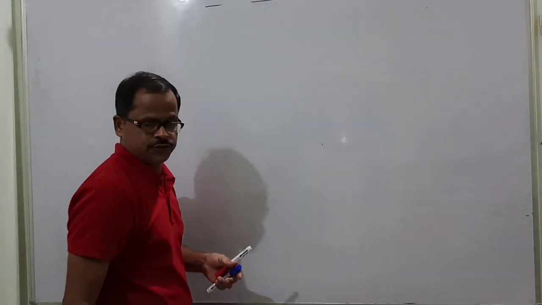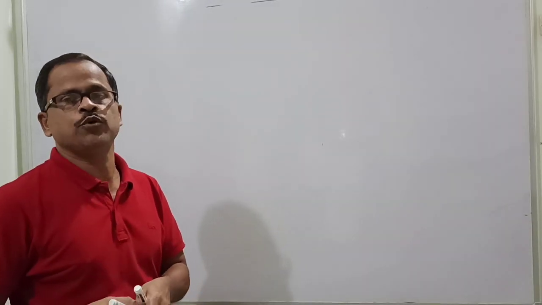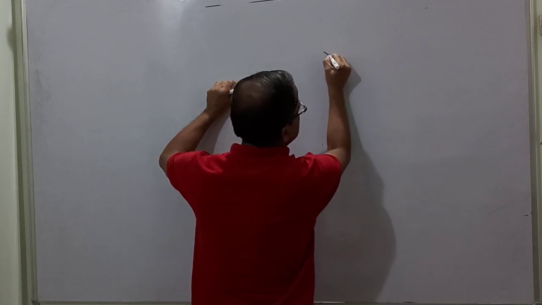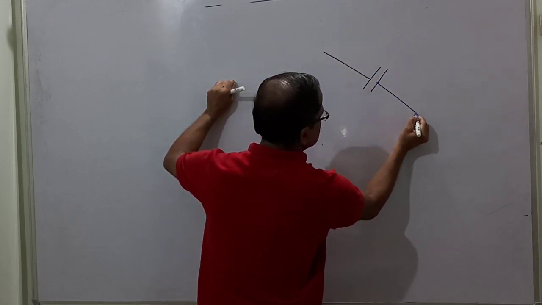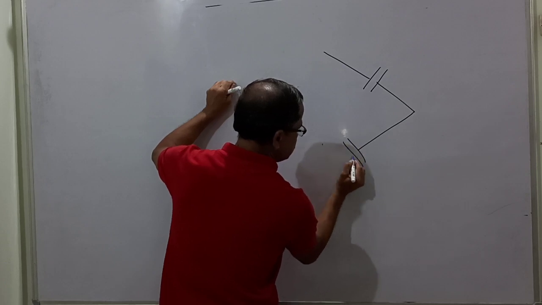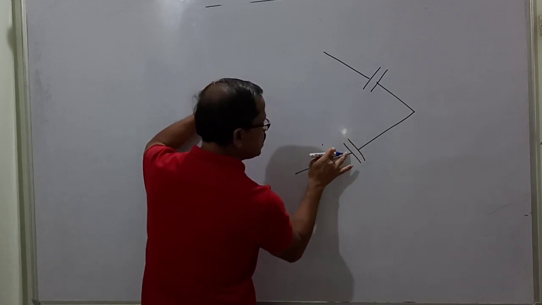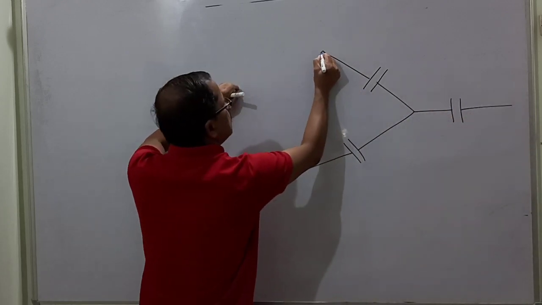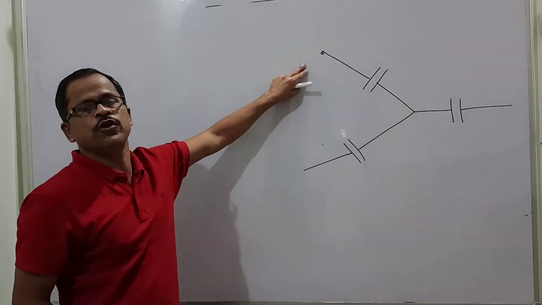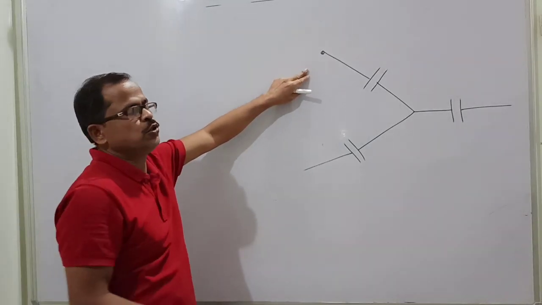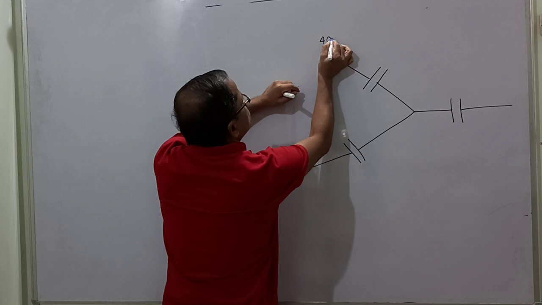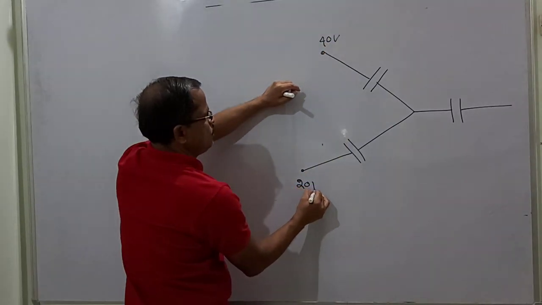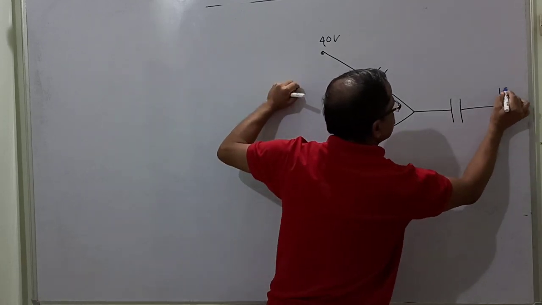The fourth question: there are three capacitors. So now this is a capacitor, this is another capacitor. So this is again a very interesting problem. All questions are asked in the exam very frequently. Let's say the potential of this point is equal to 40 volt, this is equal to 20 volt, and this is equal to say 10 volt.